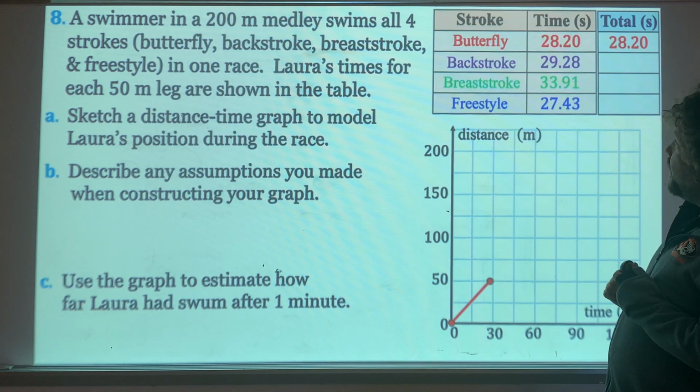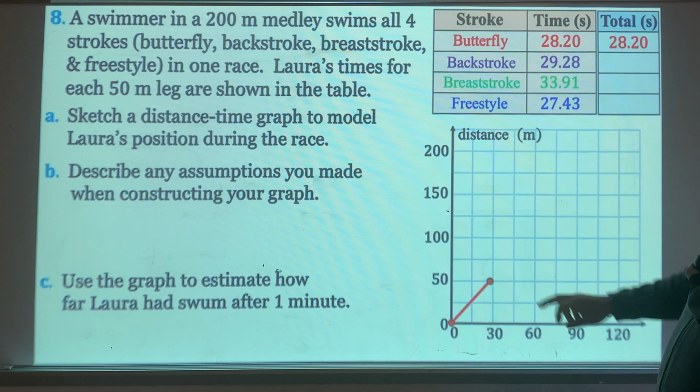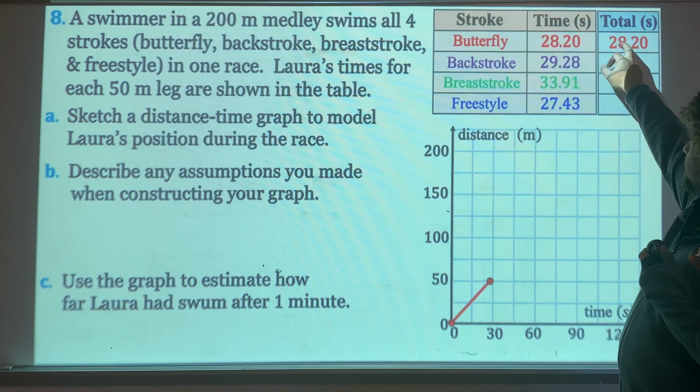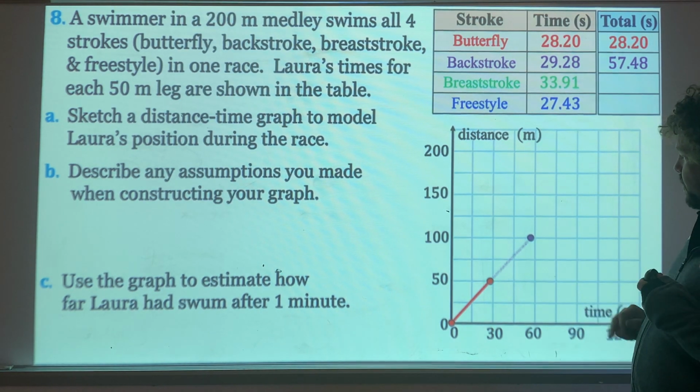All right. Now the next 50 meters, she's swimming the backstroke. So up to 100, she's swimming this. So we're going to take our numbers and we're going to add them together. You get 57.48. So to get up to here, 57.48.